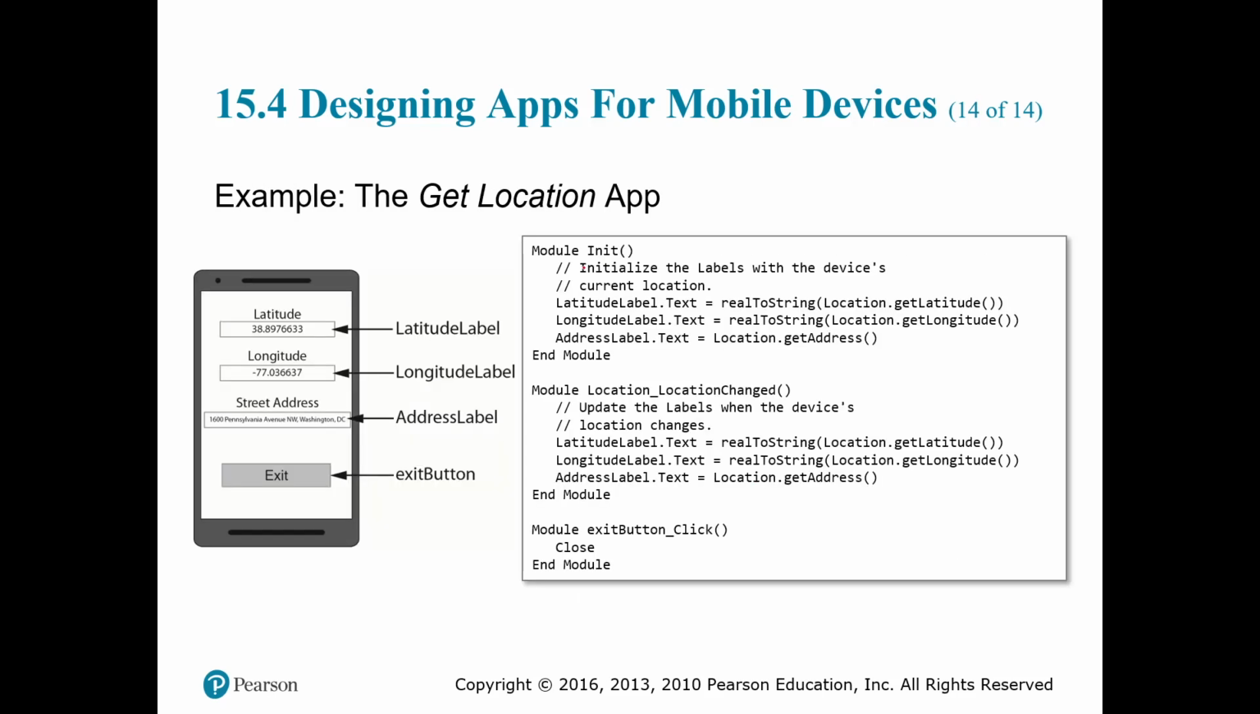This is what it would look like if you coded a get location app. It would show you your latitude, your longitude, then your address, and it would have an exit button. This is your code for it. Again, same general idea: components using their own methods. That's all it would do.